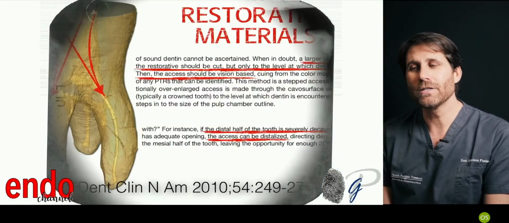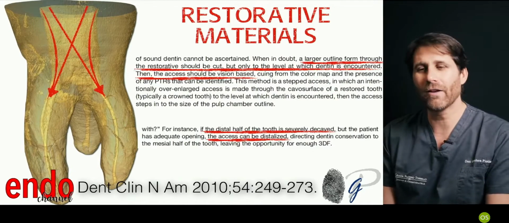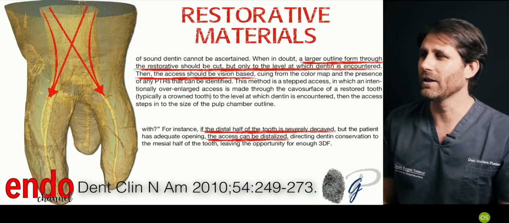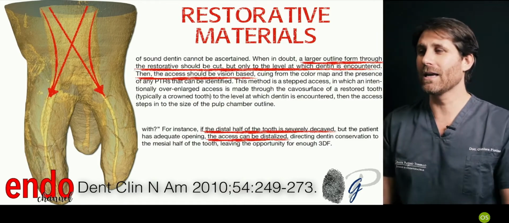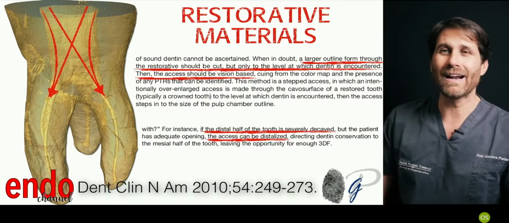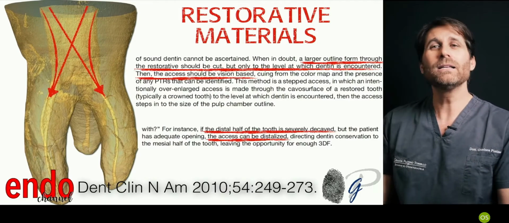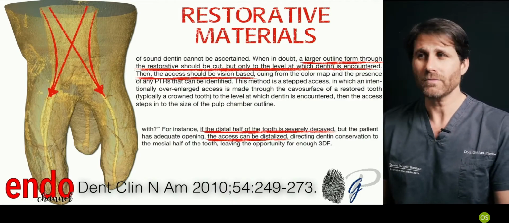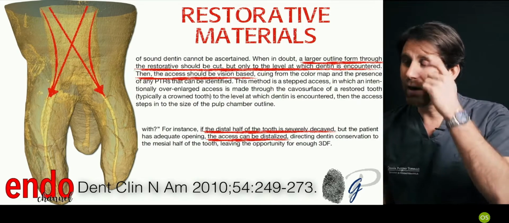I have already introduced the concept of removing the restorative material first. This is very important. A larger outline form through the restorative material should be cut, because restorative materials are replaceable. What is not replaceable is the tooth structure. So the restorative material we have to remove, because we can redo it.